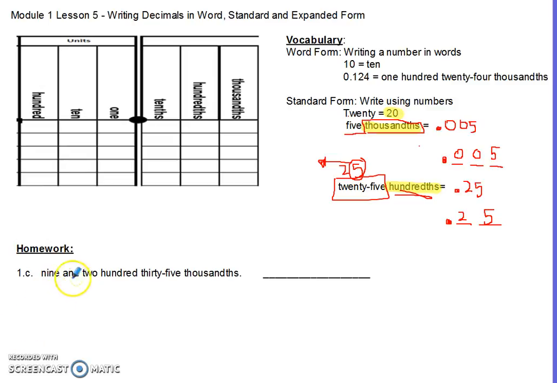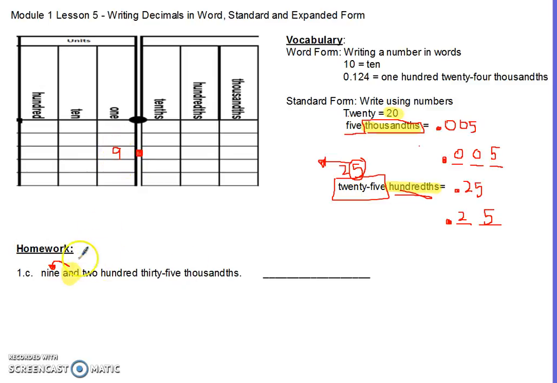So it says 9 and 235. Now there's 2 clue words here that we talked about in word form and in standard form, and. This word and signifies that I am going to have a decimal. So I'm going to put that here to remind myself. And now I'm going to look to the left, and this is what's going to be to the left of the decimal, and that's the number 9, and it goes in the ones column.